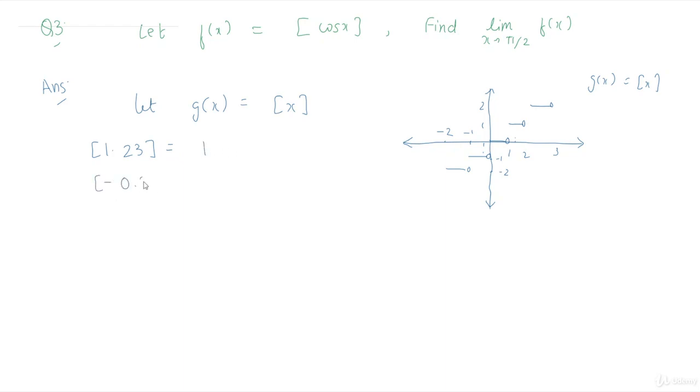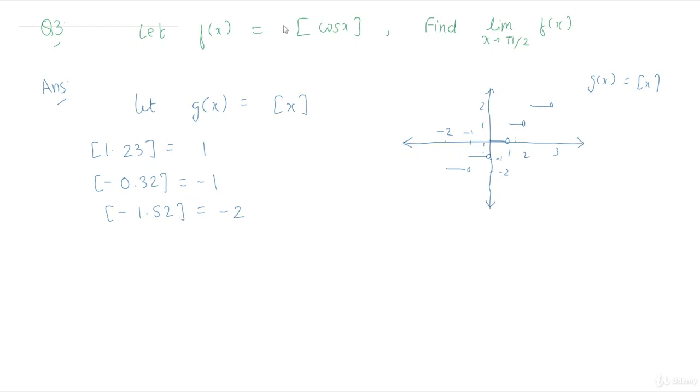Similarly, let us take the greatest integer of −0.32. For this, the x value will lie somewhere here, and the y coordinate will lie on this branch, so that will be −1. So the greatest integer of −0.32 is −1. Let's take another example, like −1.52. It will lie somewhere here, and the y coordinate will be on this branch, which is equal to −2.